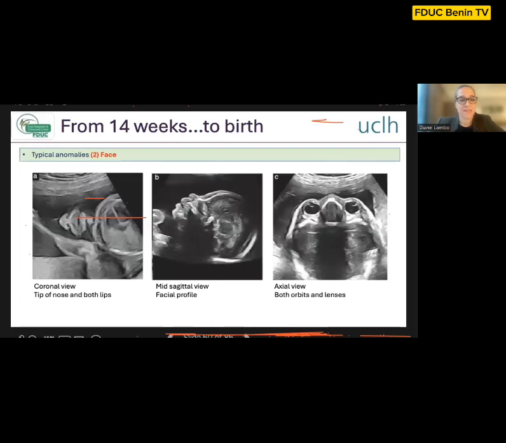So moving on to the face, and essentially, again, this is a coronal view that I showed you from the first trimester, but much easier to obtain in the second trimester. And you can see the tip of the nose, you can see both lips. And again, what you're trying to do is identify the integrity. So there's no evidence here of a facial cleft.